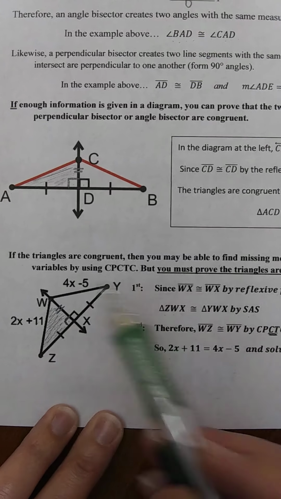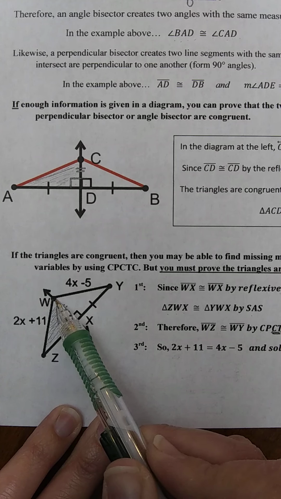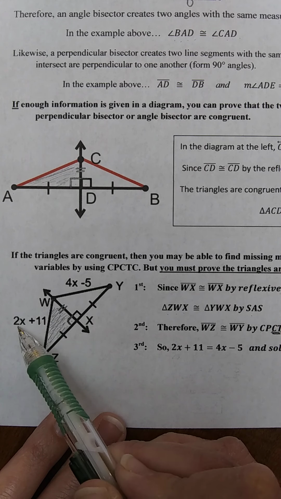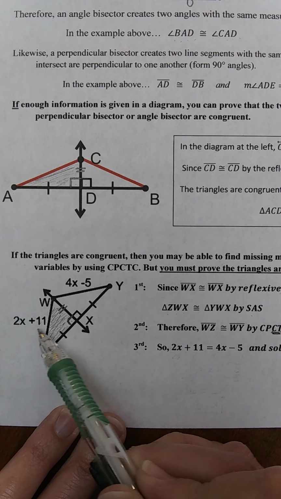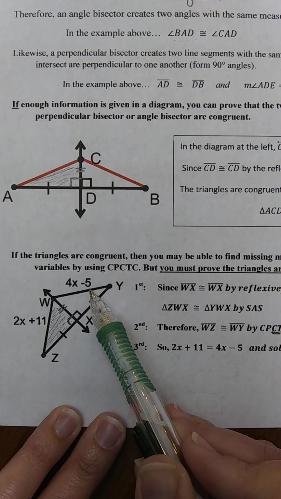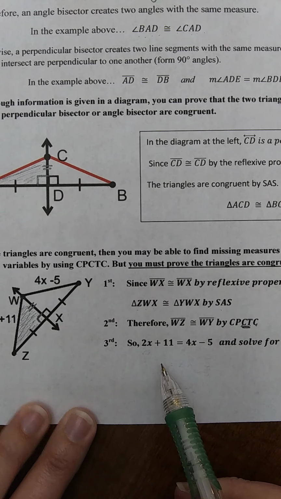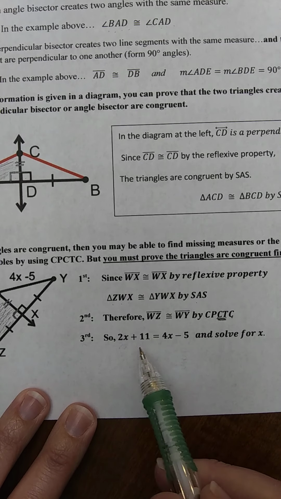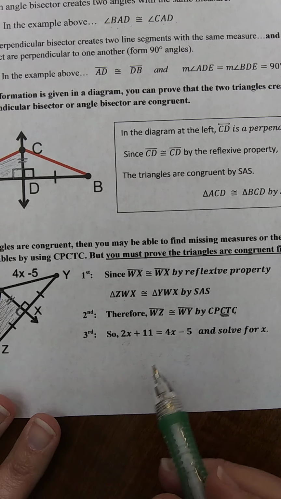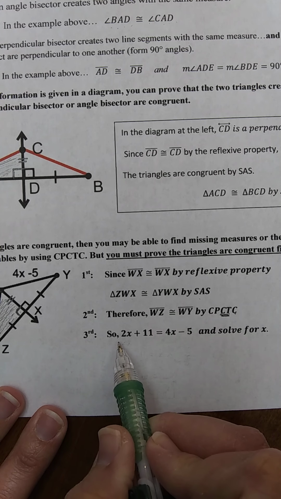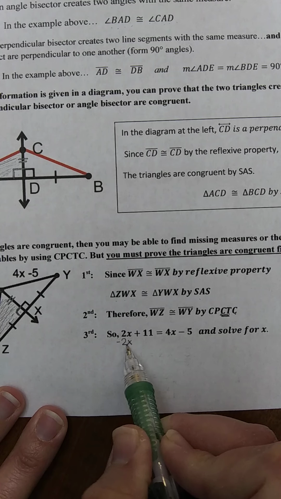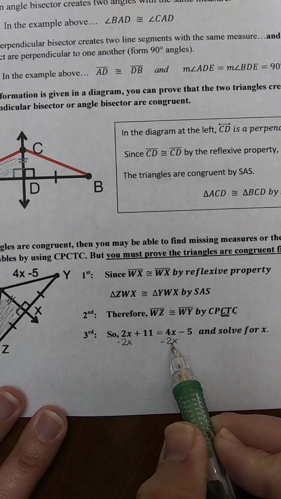That tells us that since WZ and WY are congruent, their lengths have to be the same. So 2x plus 11 has to be the same as 4x minus 5. That allows us to write down our equation that we can then solve for x. So we have like terms on different sides of the equal sign. I'm going to choose to move the 2x.